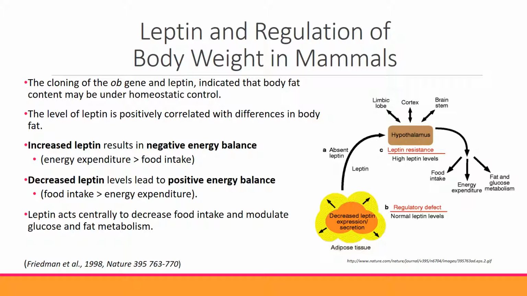And the third way is leptin resistance, where obesity could result from relative or absolute insensitivity to leptin at the site of action. So this resistance would be associated with increased circulating leptin, and that's analogous to the increased insulin level seen with insulin-resistant diabetes.